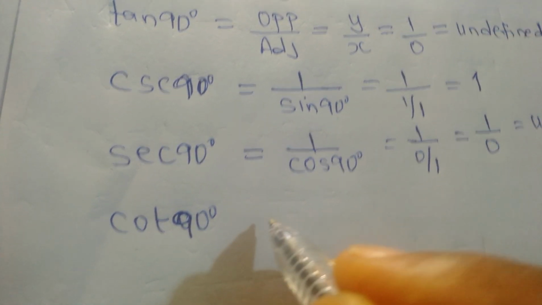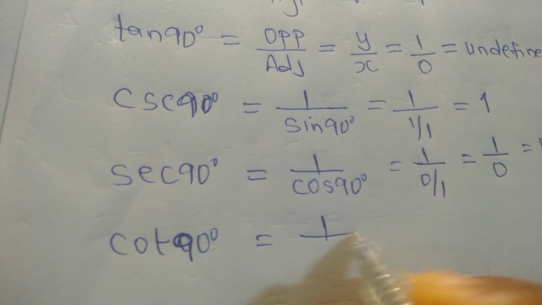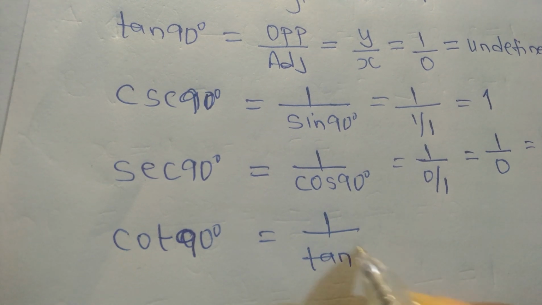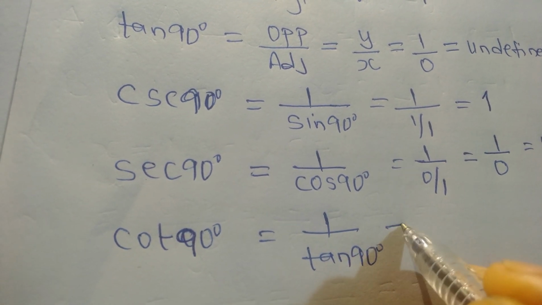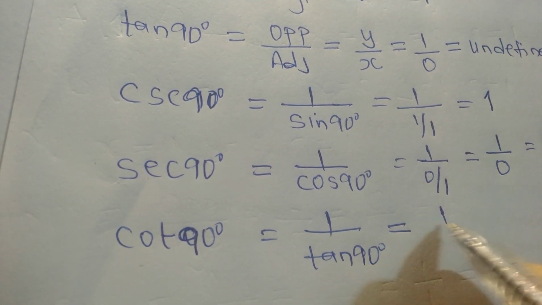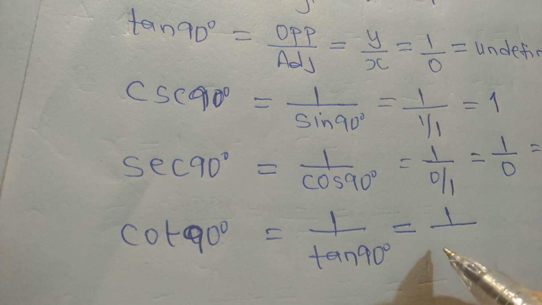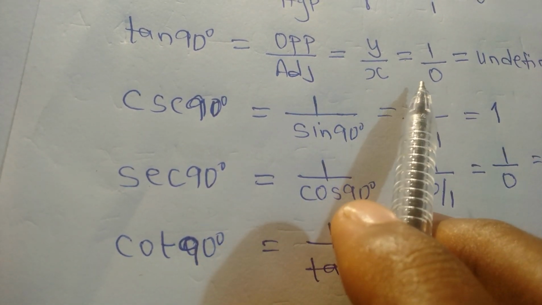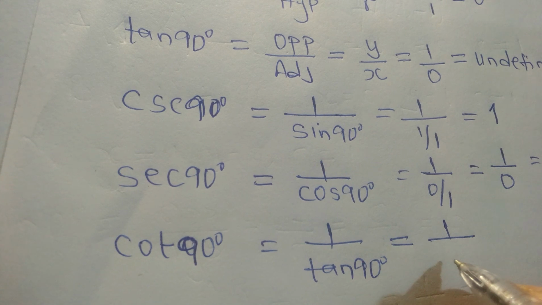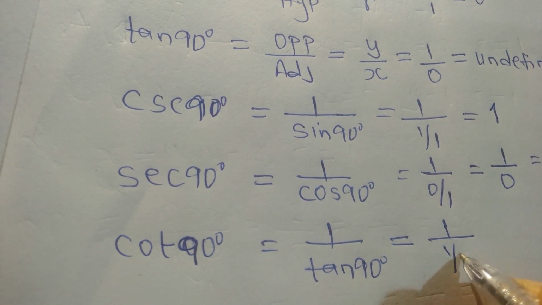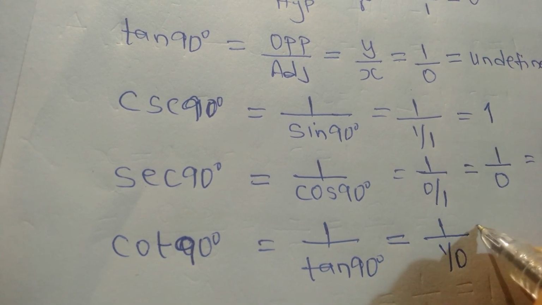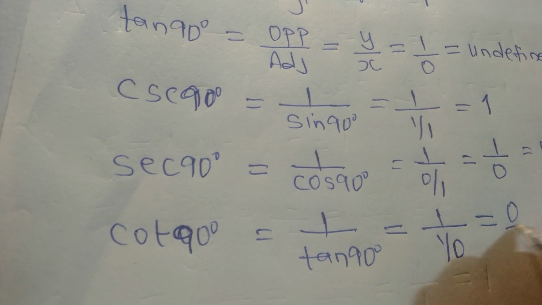And finally, cotangent 90 degrees, which is 1 over tan 90 degrees. We got tan 90 degrees as 1 over 0, so that will be 1 over 1 over 0, giving us 0 over 1, which is 0.